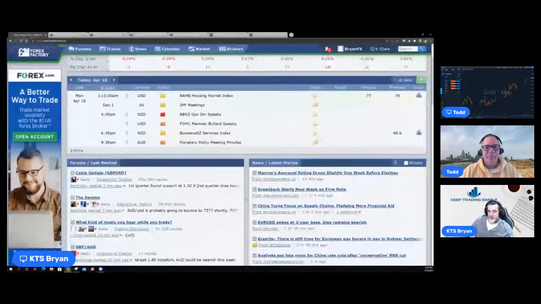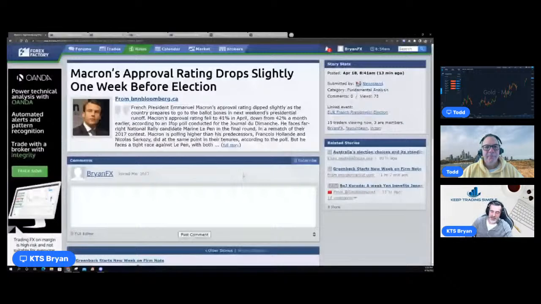And then another thing, again, this isn't directly affecting us right now, but it will have repercussions down the road a little bit as well. Macron's approval rating dropped slightly one week before the election. He is going against a conservative candidate, Marine Le Pen. Originally, it was supposed to be a slam dunk. And then a week before, it was kind of like, well, maybe it's not as much, when they started looking at the data.